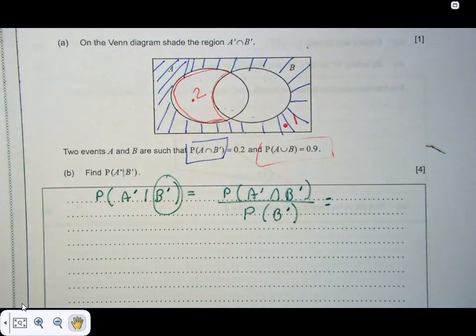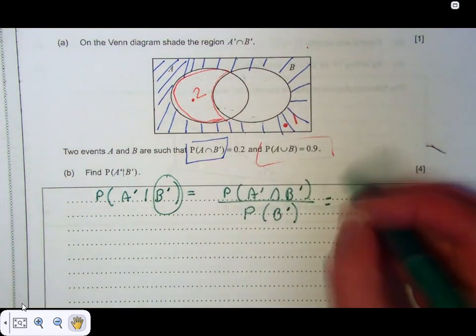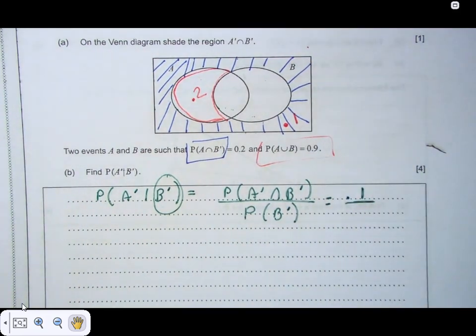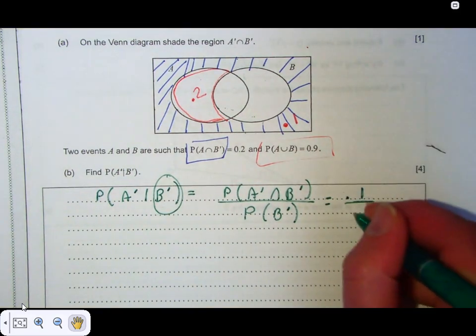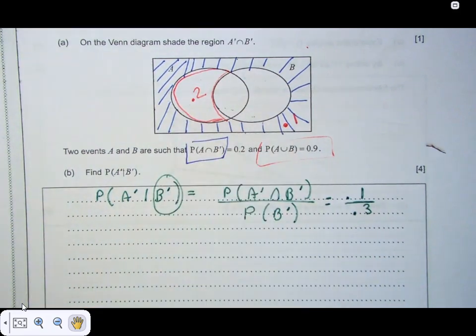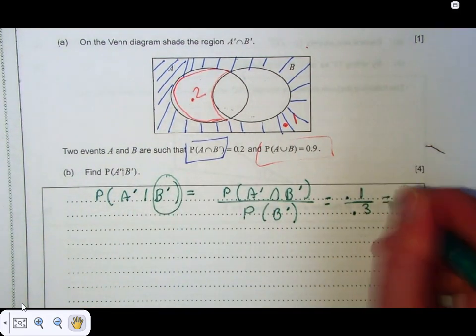0.1, because that's where I shaded. Okay, and that's also what we said, everything that wasn't in A and B. So that guy's 0.1. Okay, and then it says probability B prime, so that's everything that's not in B. Let's see how he got that, just this and this. Okay, and then that's just 1/3.